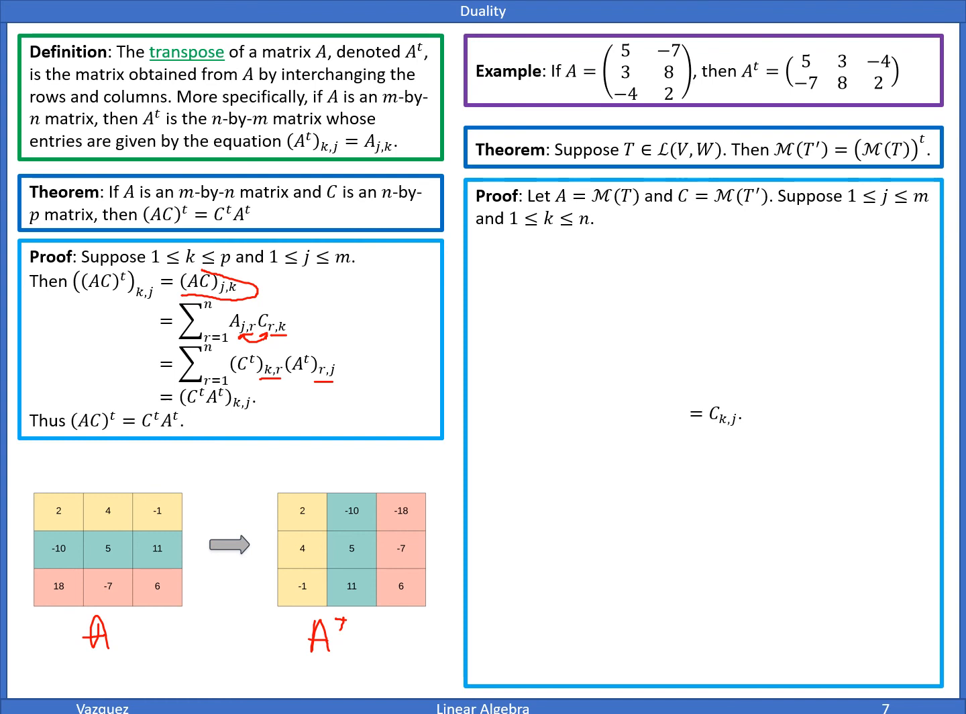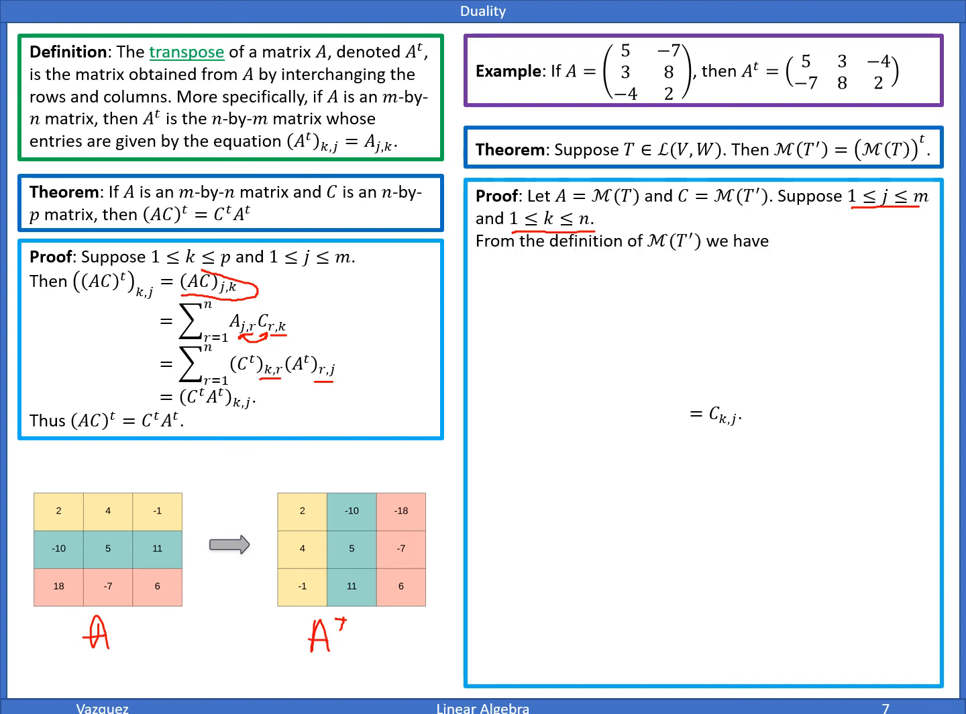Let A be the matrix of the linear map T, and C be the matrix of the dual map of T. And here, for the linear map T, we're just using bases. If you remember, V1 to Vn, W1 to Wm. And then for the dual bases, Phi1 to Phi n and Psi1 to Psi m. So suppose j is from 1 to m, suppose k is from 1 to n.